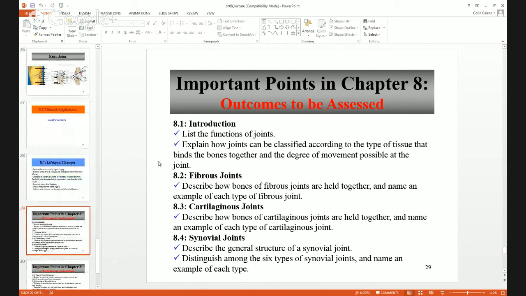Okay, so we need to list the function of joints, explain how joints can be classified according to the type of tissue that binds the joint's bones together, and the degree of movement possible of the joint. We have fibrous joints, so describe how bones of the fibrous joints are held together and name an example of each type of fibrous joint. Cartilaginous joints, describe how those bones are held together by the joint and name an example of each type of cartilaginous joint. Synovial joints, describe the general structure of a synovial joint, distinguish among the 6 types of synovial joints, and name an example of each type.